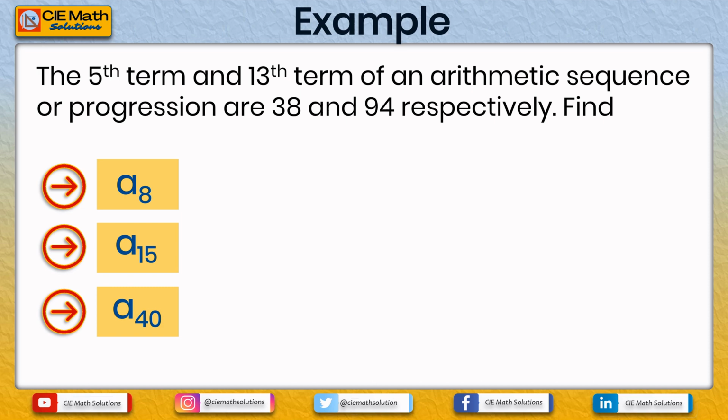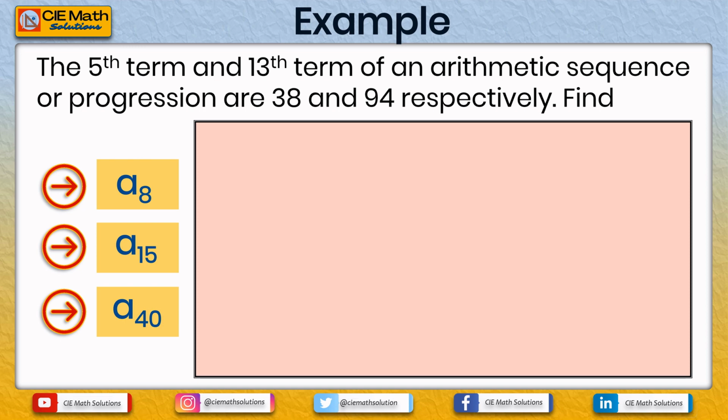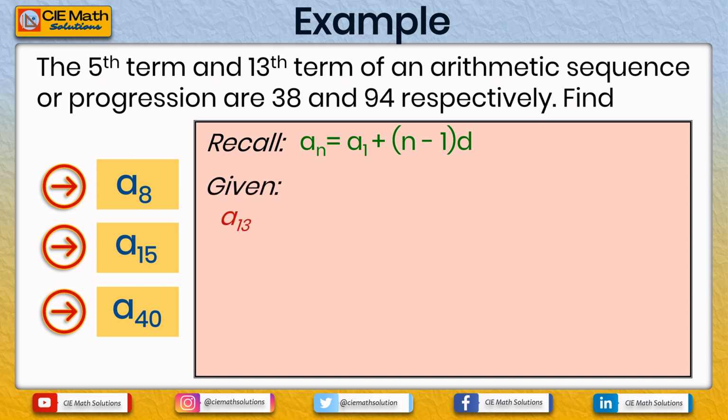Before we could find the specific terms, let us find first the common difference and the first term of the arithmetic sequence. To do that, we need to represent each of the given terms using the nth term of an arithmetic sequence, which is an equals a1 plus n minus 1 times d. The 13th term then of this sequence, which is given, is equal to 94. That is, a13 is equal to 94. The 5th term, which is equal to 38, can be represented as a5 is equal to 38.